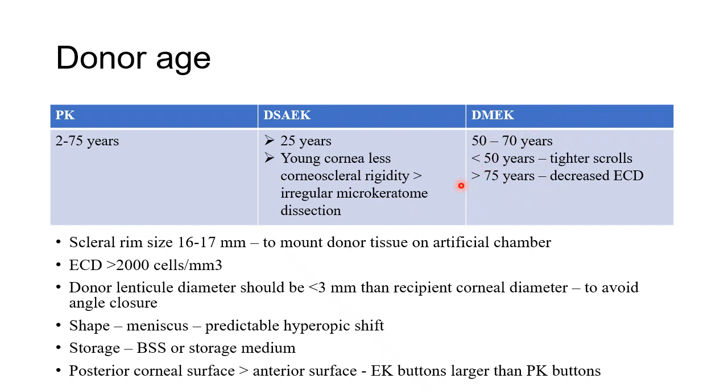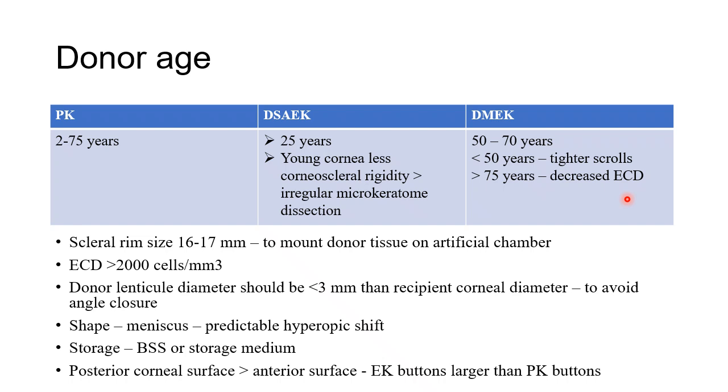Why above 50, below 50? Again, because of younger age, the Descemet membrane lenticule has tighter scrolls. Now you will see, as in the subsequent lectures, that in DMEK the donor lenticule is made up of only the Descemet membrane and the endothelium.